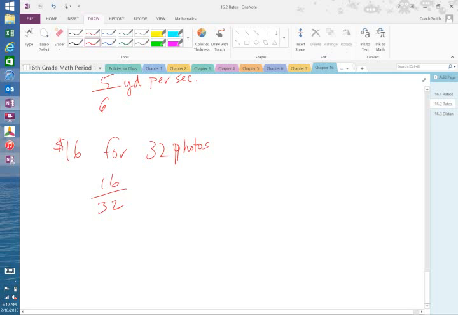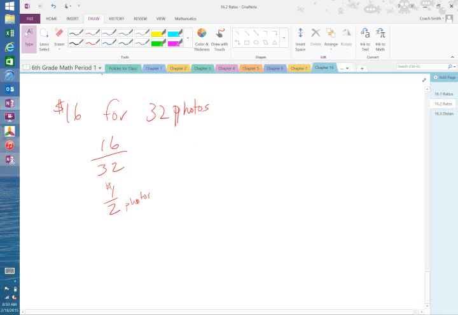16 over 32 reduces to what? Which reduces to what? 1/2. This is just 1/2. So $1. This is $1 for 2 photos. Well, I don't want to know what it costs for 2 photos. I want to know what it costs for 1 photo. Well, if it's $1 for 2 photos, then it's 50 cents per photo.